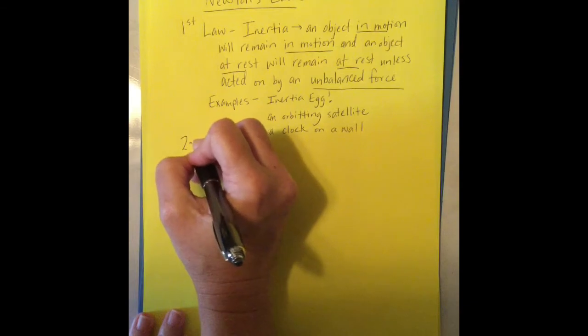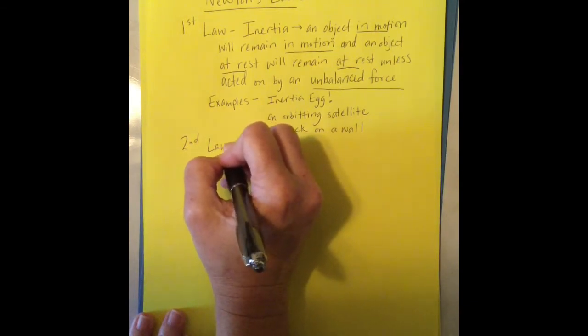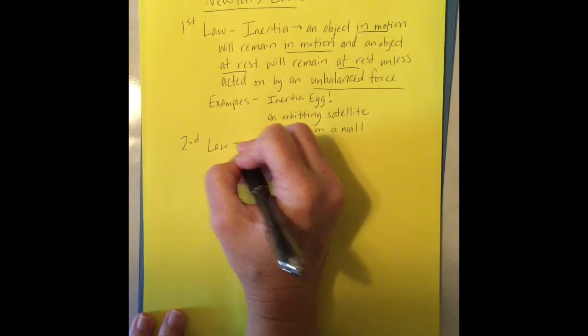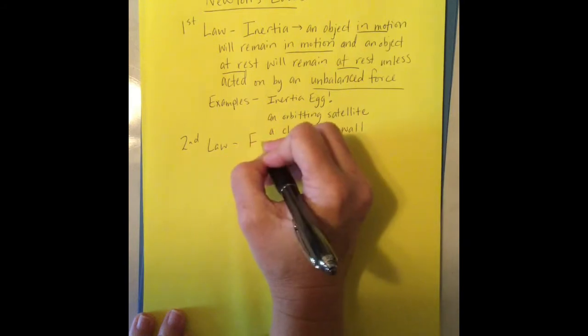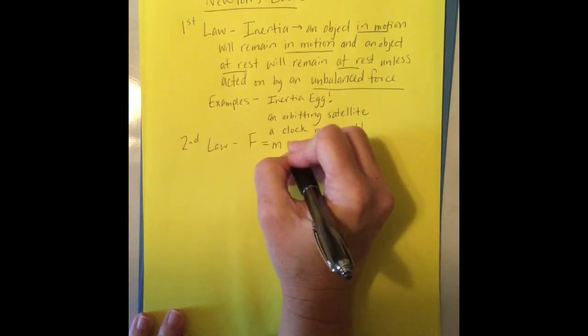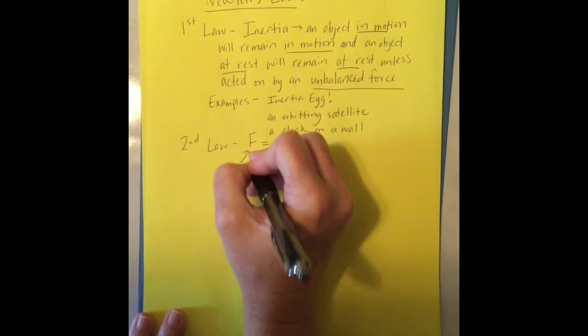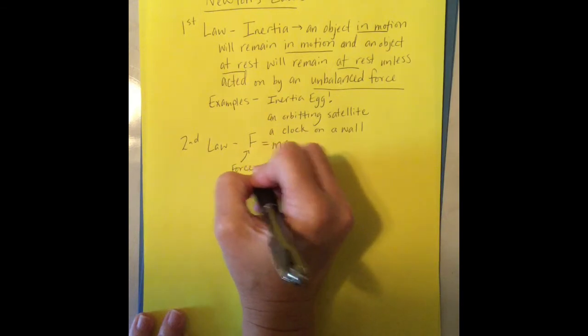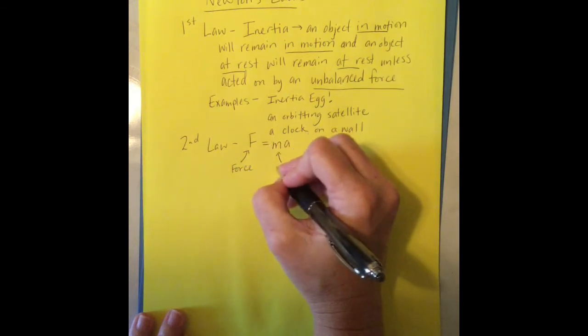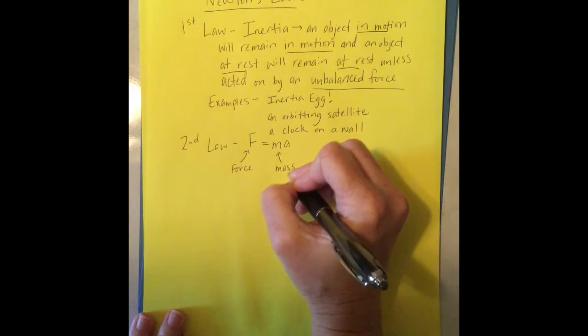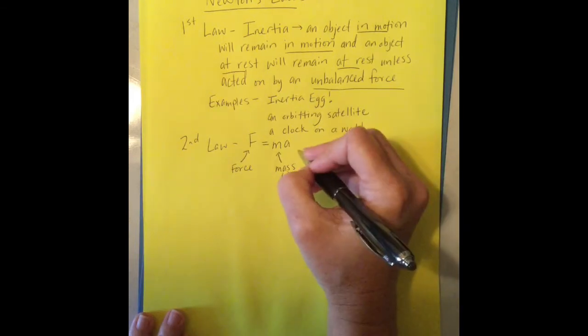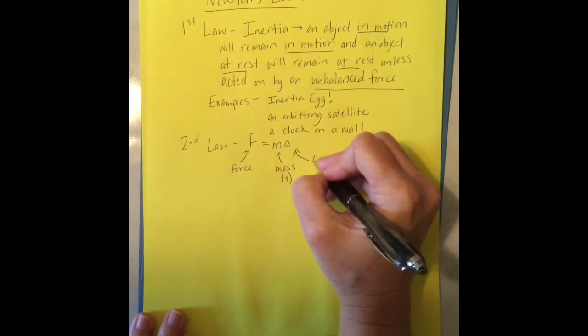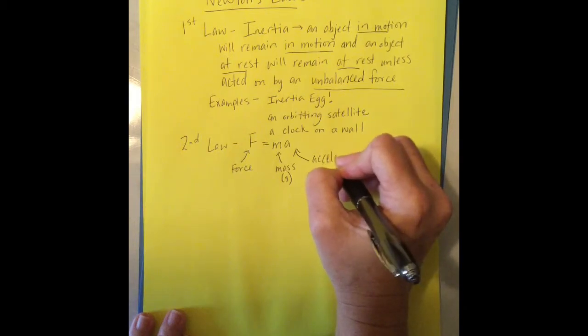Newton's second law is the equation of F equals ma. Okay, and remember that the F is going to be force, which we're going to measure in newtons. The M is mass, which we're going to measure in grams. And the A is acceleration, which is going to be measured in meters per second squared.